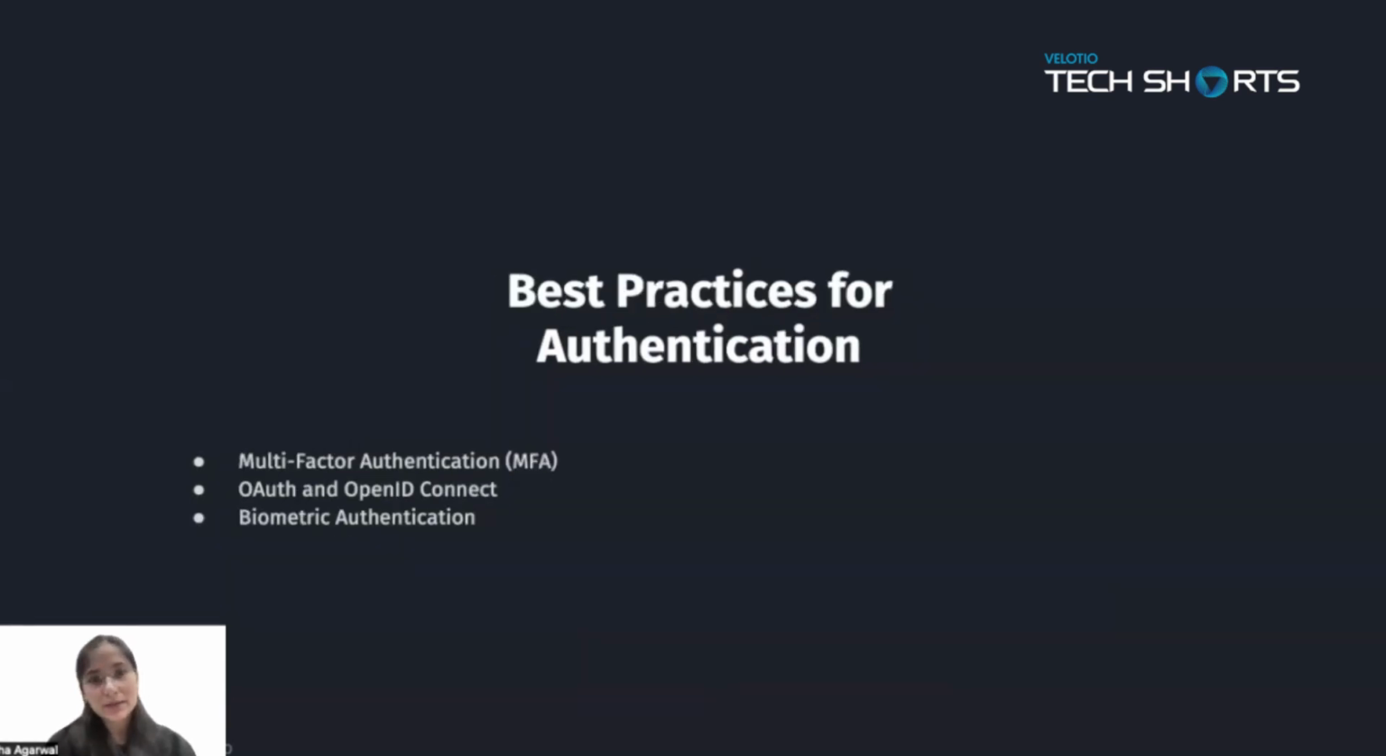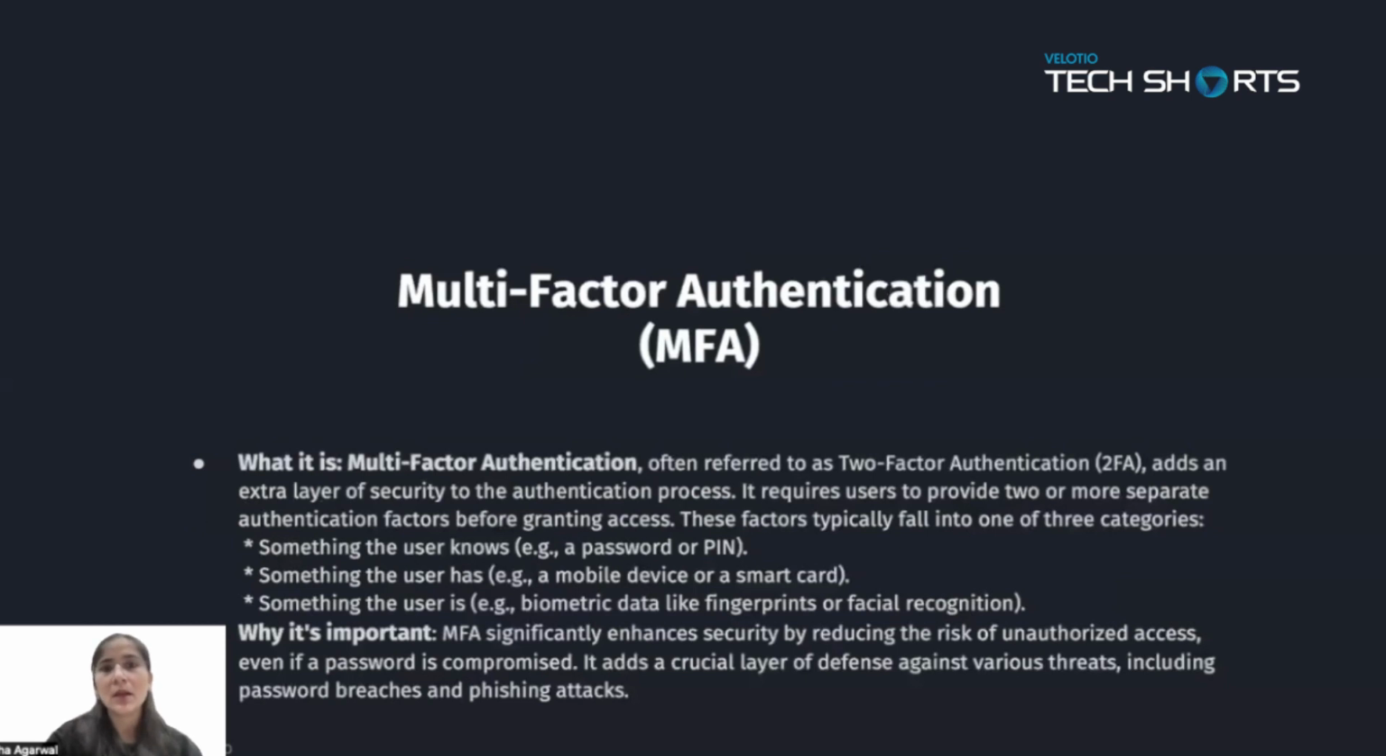Now, some of the best practices for authentication are MFA, where by implementing MFA, we are adding an extra layer of security. This combines something that the user knows with something they have. The second one is OAuth and OpenID Connect, where we use OAuth for secure third-party authentication, and OpenID Connect enhances OAuth with identity information. The last one is biometric authentication, where we are leveraging various biometric methods to add security as well as user convenience. So first of all, we'll talk about the MFA.